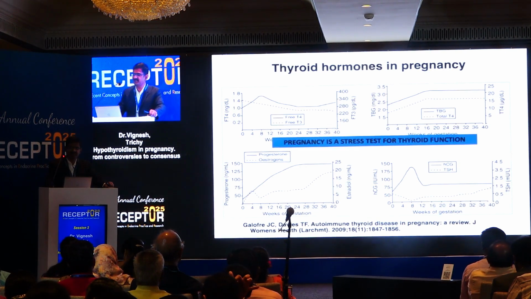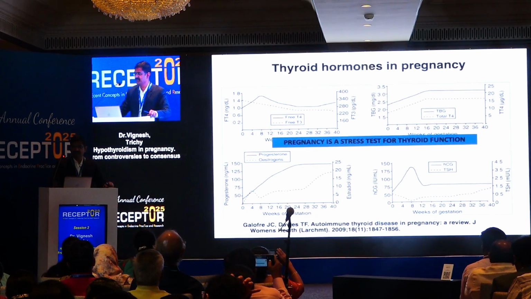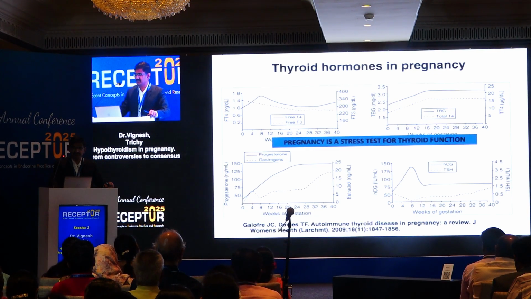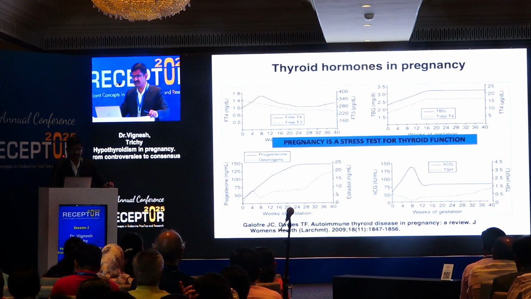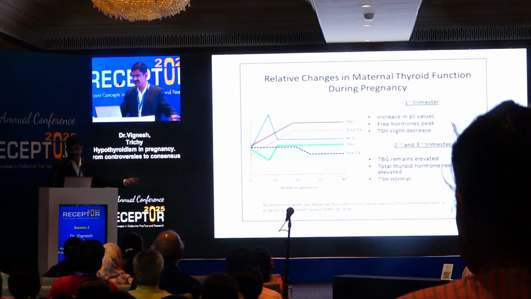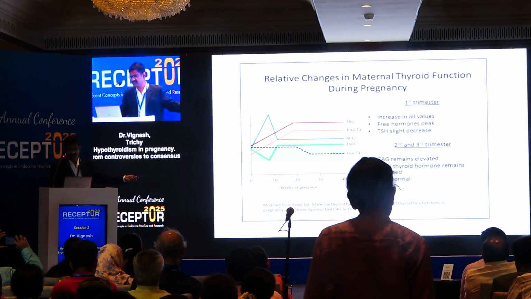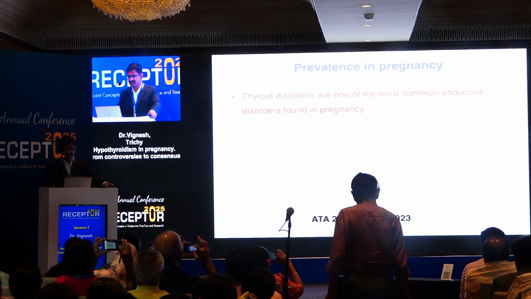So pregnancy is basically a stress test for the thyroid. Anybody who has subclinical hypothyroidism or borderline autoimmunity will fail. They will develop overt hypothyroidism, or subclinical hypothyroidism progresses during the course of pregnancy. That's why it is important to screen them. So these are the composite changes. Total hormones increase during pregnancy throughout the gestation, whereas free hormones have a biphasic level.